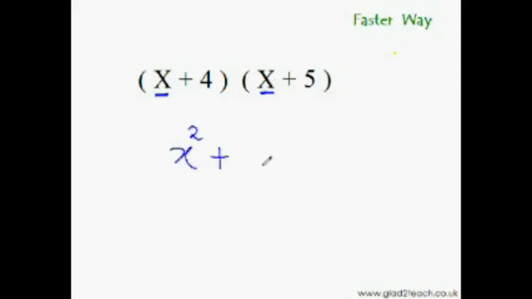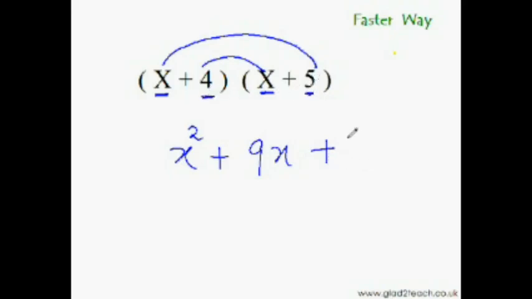Now find the middle term. Middle term is always the rainbow multiplication. So 5x, 4x, 5x plus 4x is, now one more term to go, the last term. Just multiply the last terms. 5 times 4 is 20. Question solved.